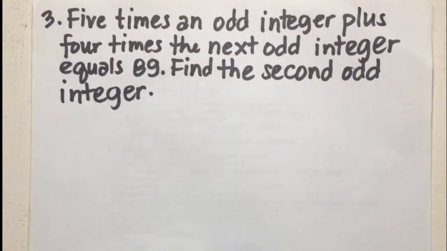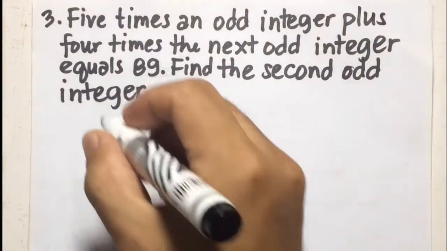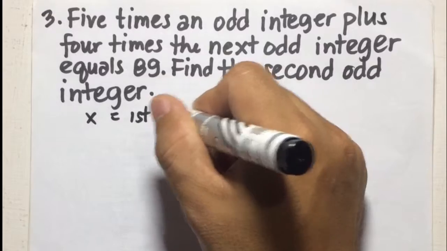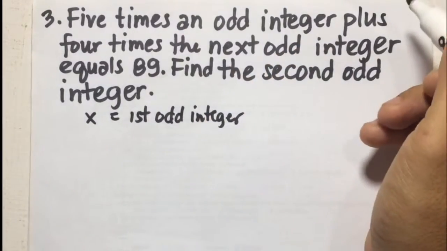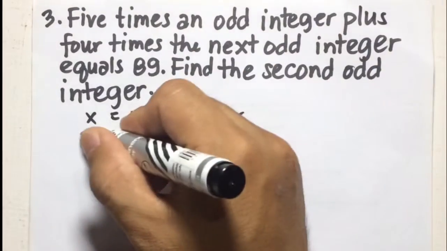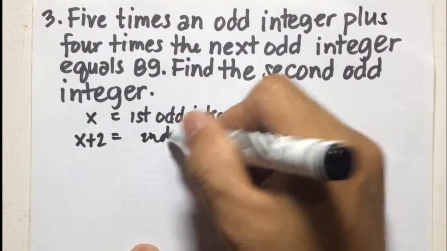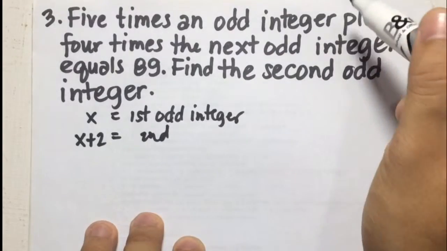Number 3. 5 times an odd integer plus 4 times the next odd integer equals 89. Find the second odd integer. So again, let's first have some representation. We can let x be the first odd integer. Then the next odd integer will be x plus 2, the second odd integer.